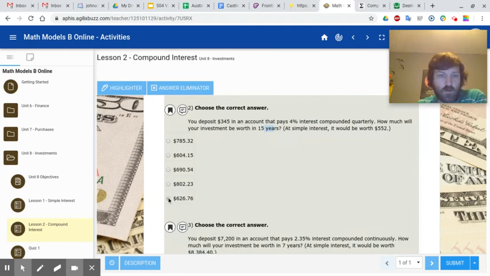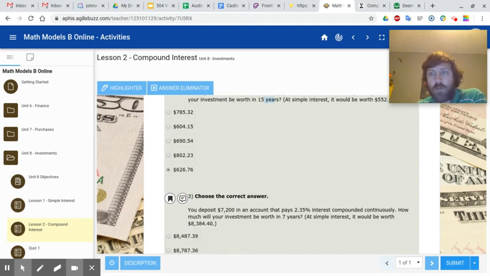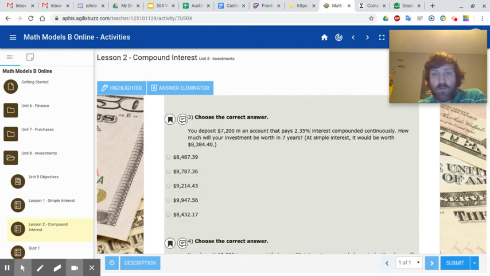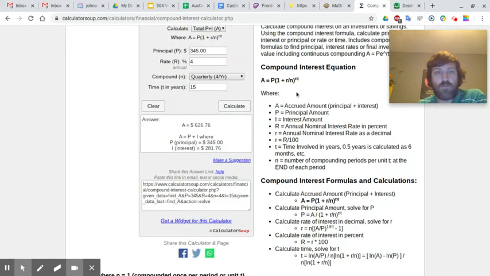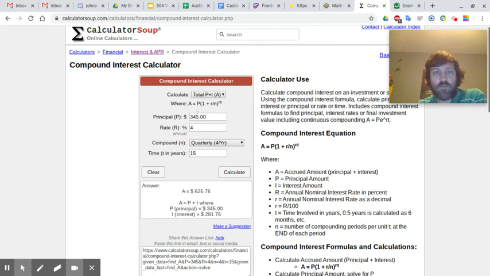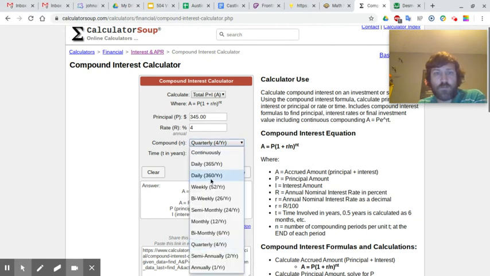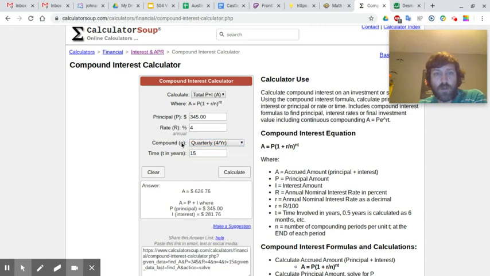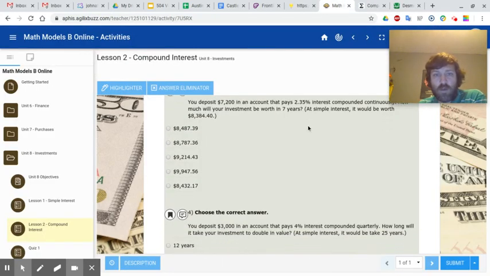Now, every single problem is going to be different. It's going to have a different compounding. It could be continuously, as you see in number 3. Different percentage, different investment time, different initial amount. But in every single one, just to review, you're going to enter the initial investment, the interest rate. You're going to select the option for how often it's being compounded, and then you're going to do the amount of time. So number 3 works that way.